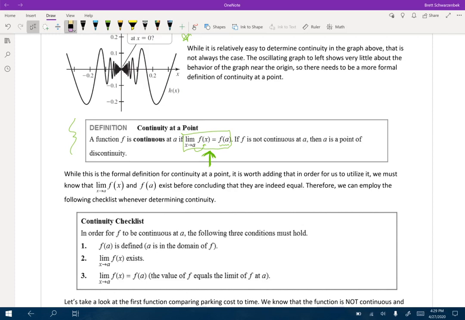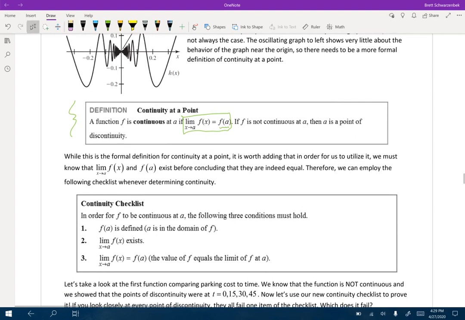So I think that's the best way to accomplish this, but I want to mention something here. It says, "While this is the formal definition for continuity at a point, it is worth adding that in order for us to utilize the definition, we must know the limit as x goes to a of f of x and f of a exist before concluding that they are indeed equal." So what does that mean?